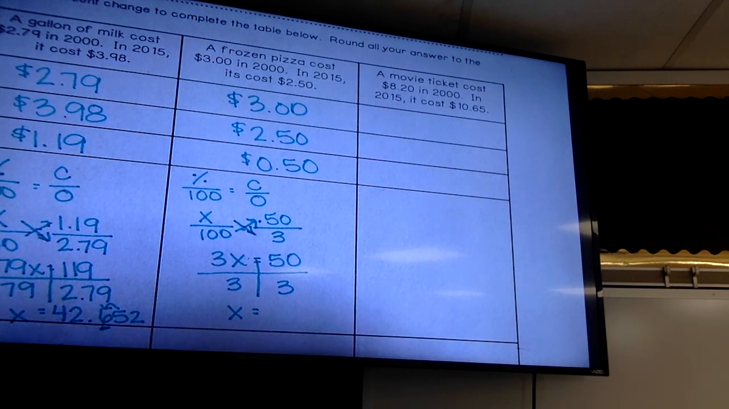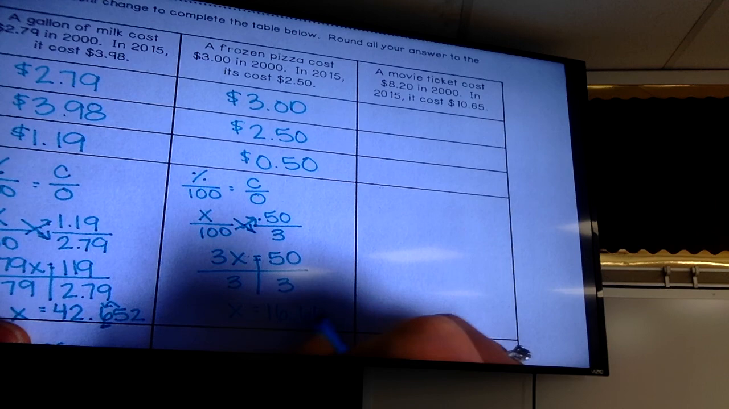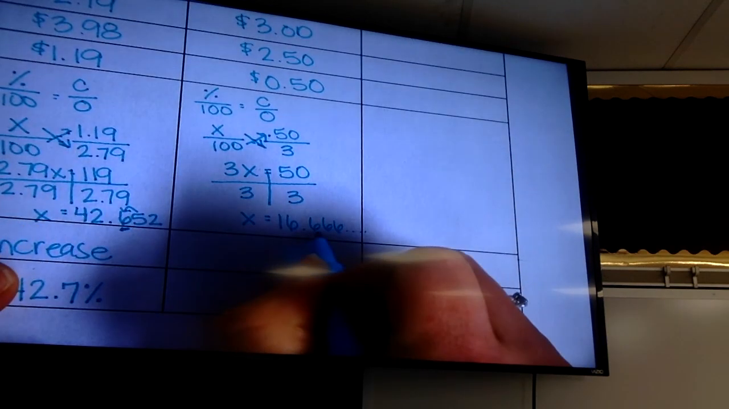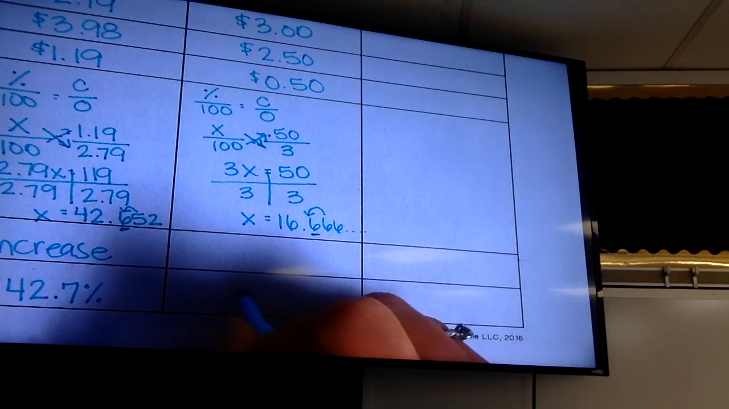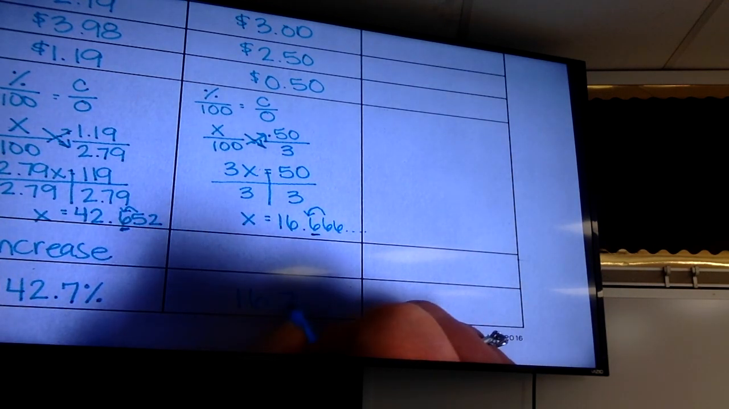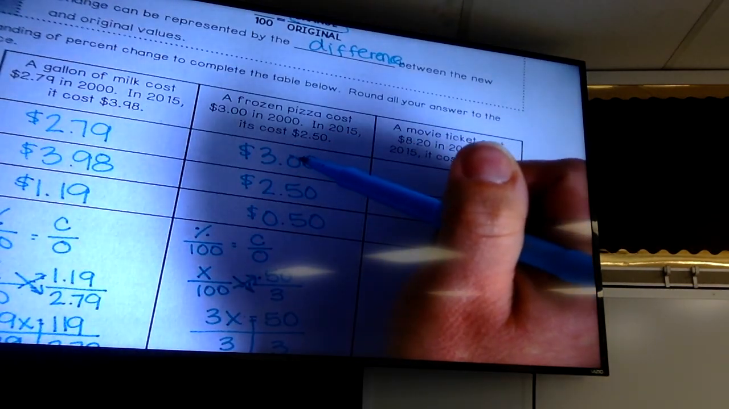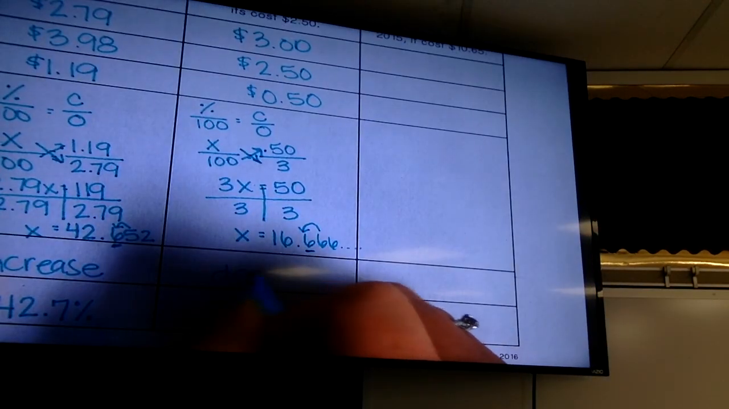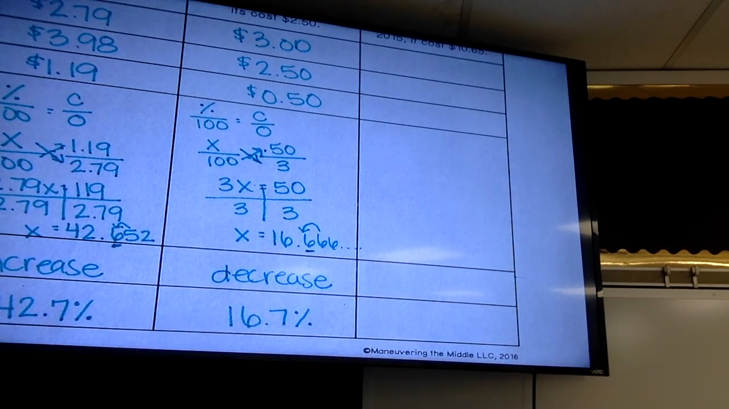When I do that and round it to the tenths position, it says 16.6666, and it goes on forever. So I'm going to round to the tenths position right here. That 6 is going to tell this 6 to become a 7. So I know it's 16.7%. Then I go back. It was $3, and now it's $2.50, so that would be a decrease. The price of the frozen pizza has decreased by 16.7% over those 15 years.